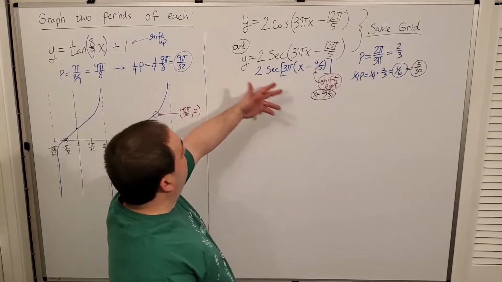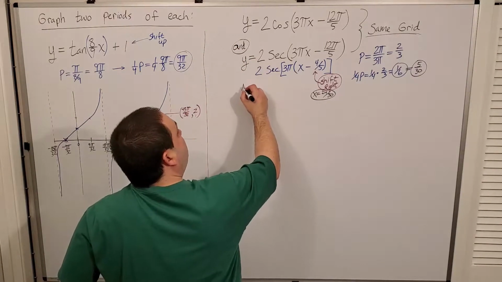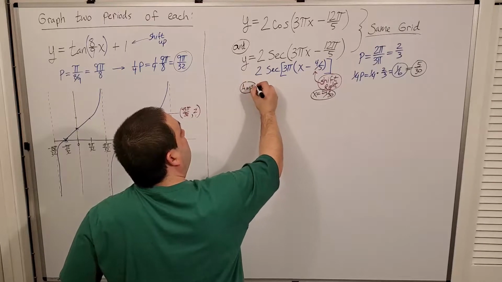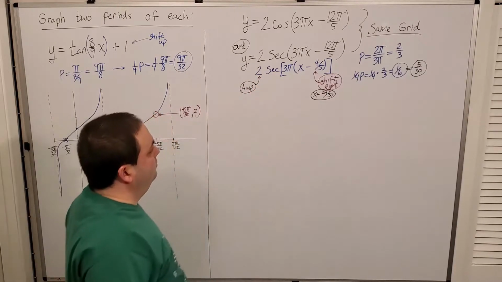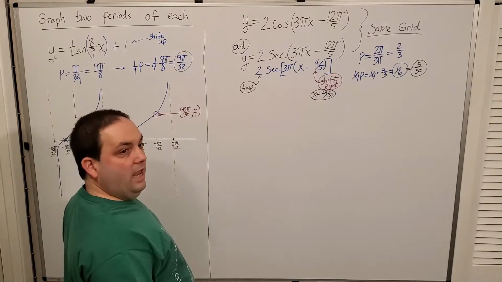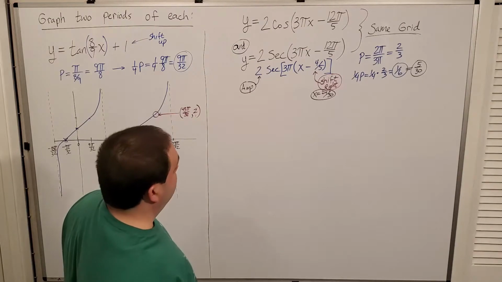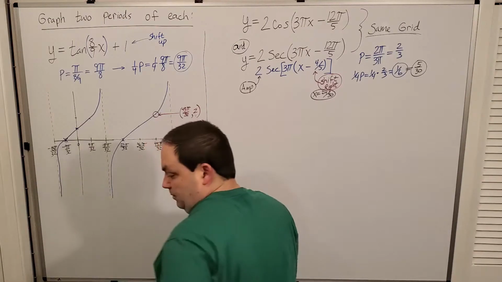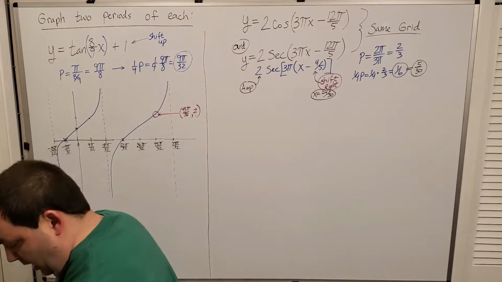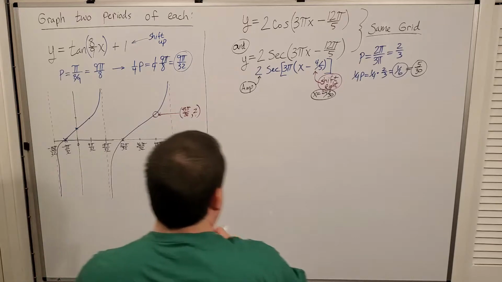And then the only other thing to worry about here is, of course, the amplitude, right? My amplitude is 2. And that's just going to be our high and low on our cosine, and then the dip for the secant. Okay, so here we go. I'm going to do it right this time. We'll go ahead and get a straight edge on here.